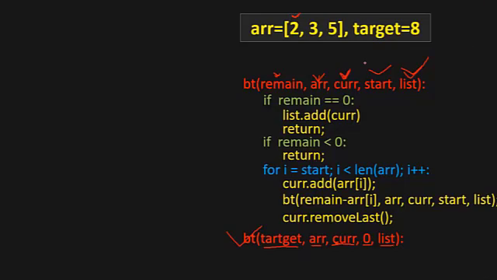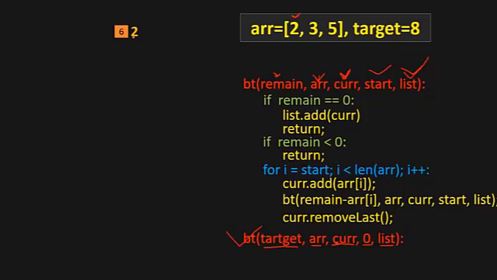Now let's see how we can solve this problem and how this algorithm actually works. I already mentioned that explaining backtracking problems is always a big challenge. Now let's see how this actually works. First we have this element 2. Okay, so let's subtract this 2 from our target. If we subtract, then we get 6.